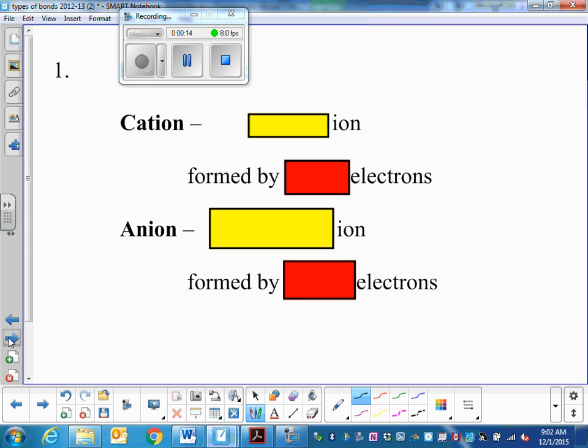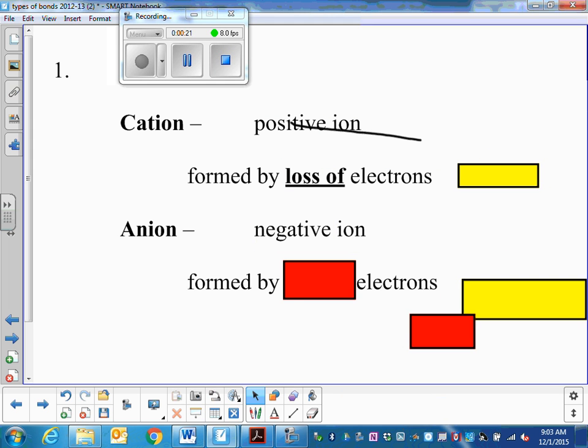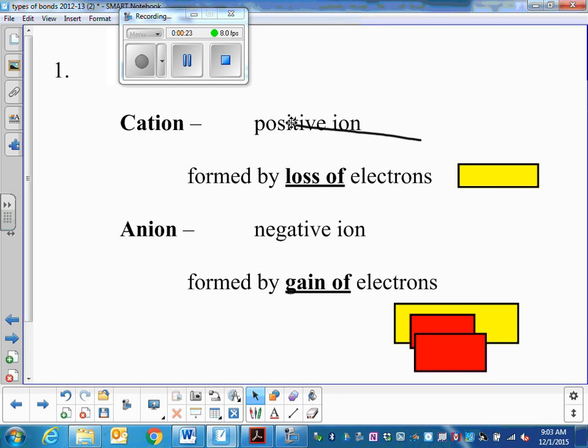So let's see. We're going to talk about ionic bonding first, all right? It was very interesting. Write the formula of an ion. Till date, I have kids, when I ask them to make an anion, they subtract electrons. When I ask them to make a cation, they add electrons.